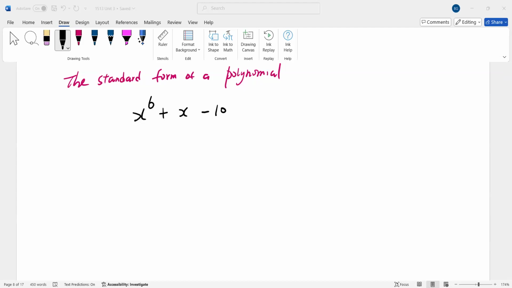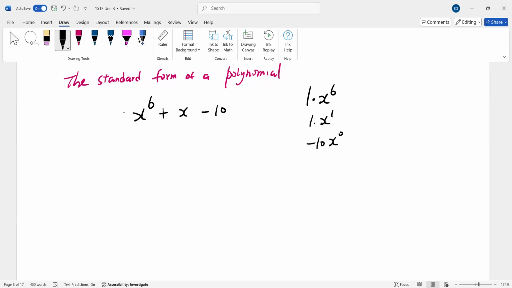So this is a trinomial, right? As you can see, x to the power of 6 is a monomial, and x is also a monomial. Negative 10 is also a monomial, right? The first term is 1 times x to the power of 6. Coefficient is 1, degree is 6. The second term, coefficient is 1, degree is 1. The third term, coefficient negative 10, degree is 0. So we have three monomials added together, we have a trinomial.